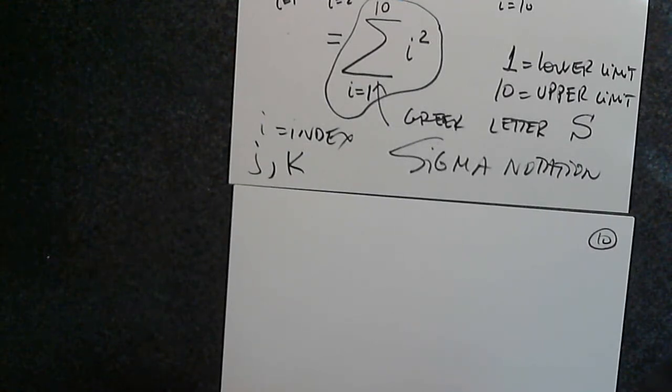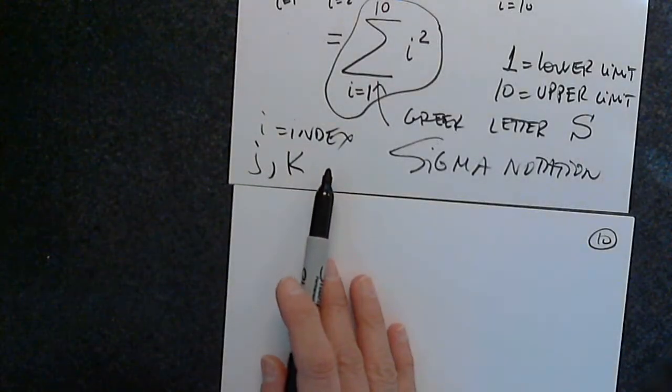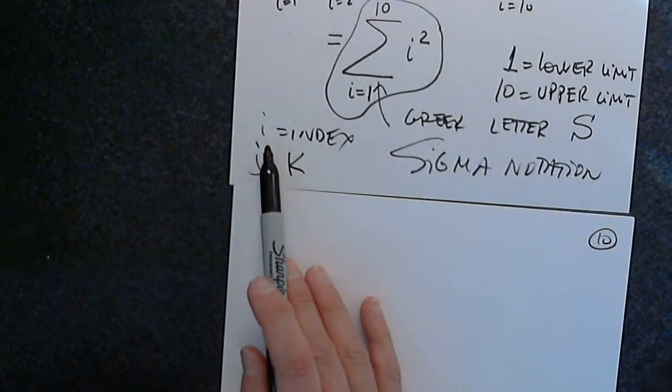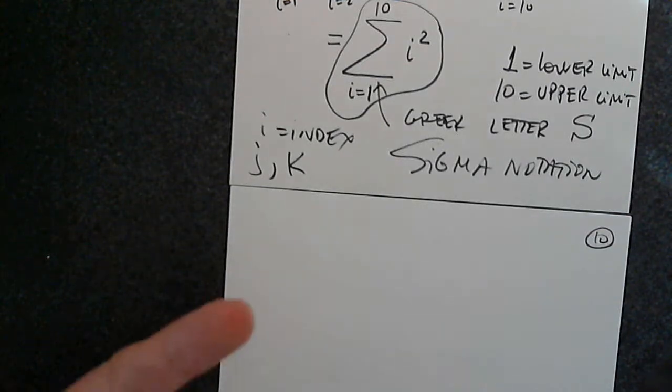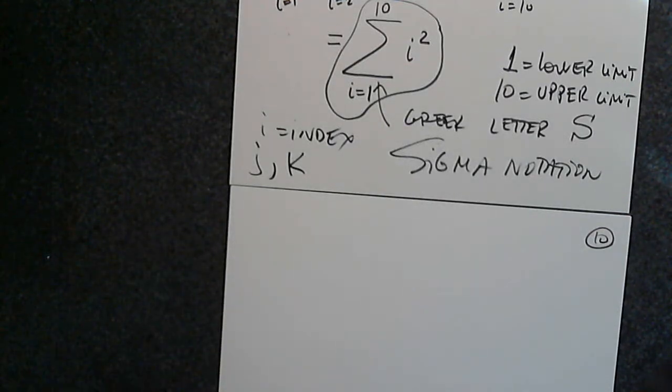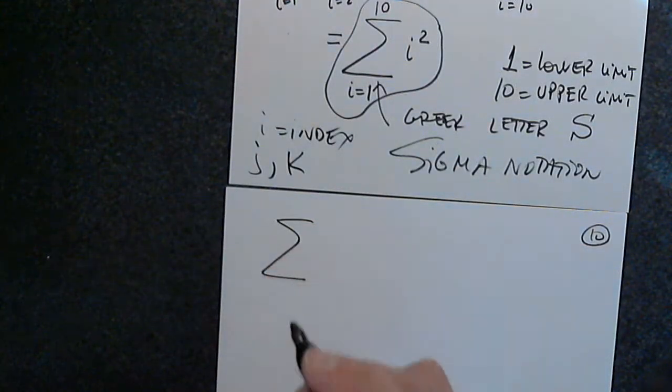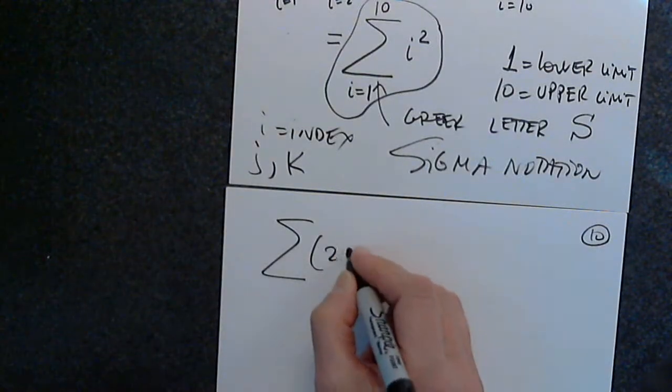What are J and K again? They're all indices. Normally the index is either I, J, or K. Can you use A and B? Of course. It's up to you. But we normally use I, J, or K as being the index. Okay, so can anyone explain what this means?